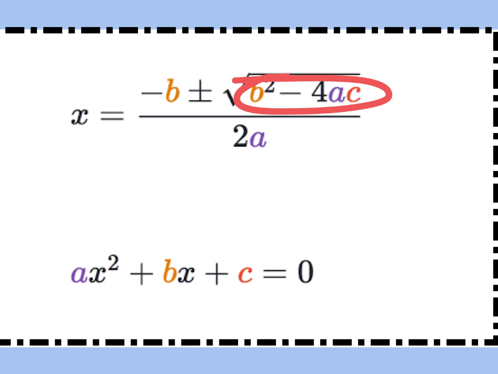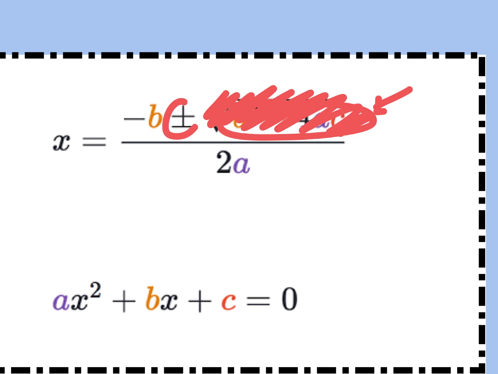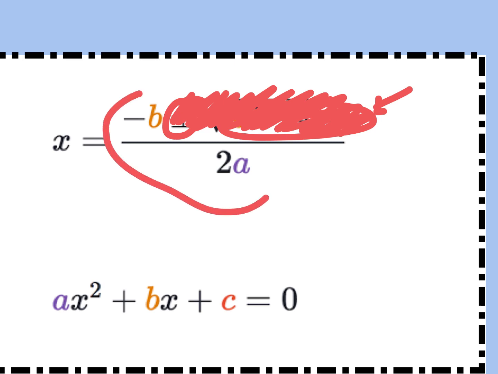Let me explain that a little bit more. If this part equals 0, then you get the square root of 0 as just 0. And if you add or subtract 0 to something, it doesn't do anything, right? So if you have a 0, then this whole part drops out, and you're left with negative b over 2a.